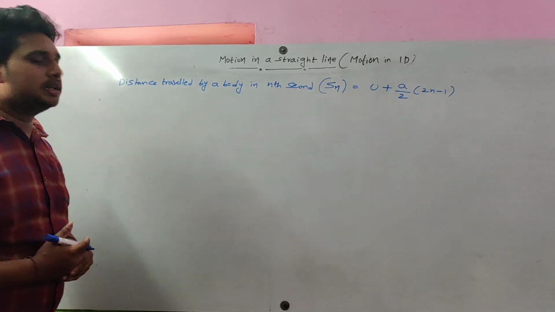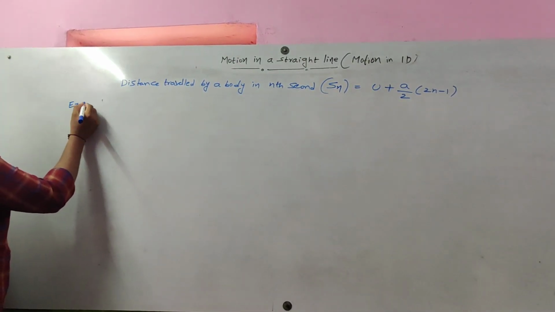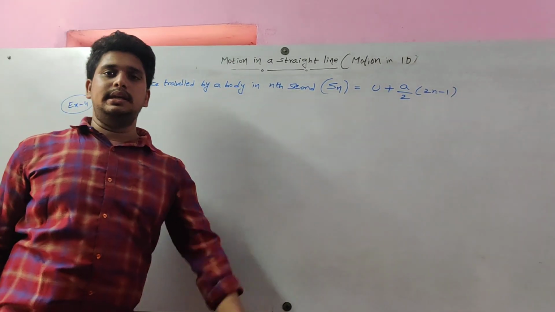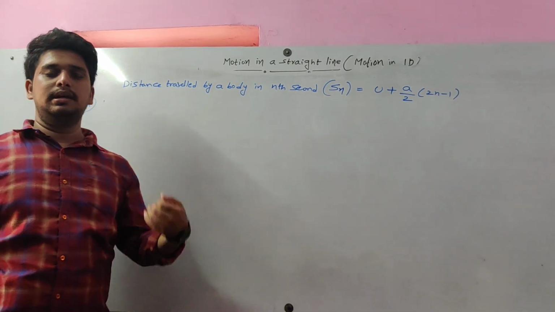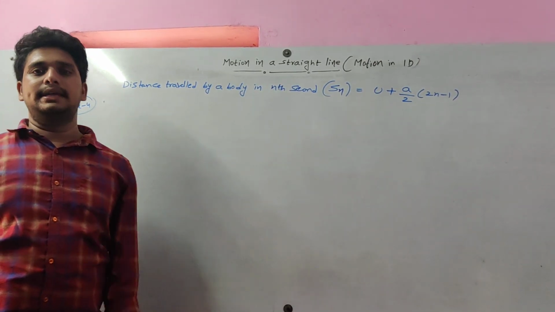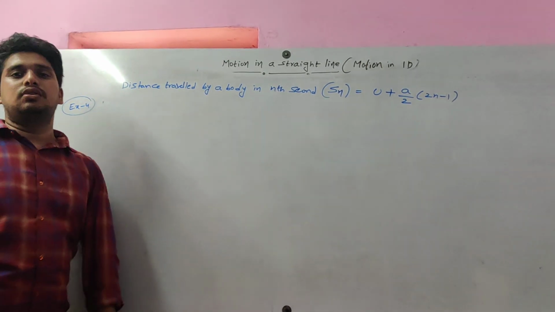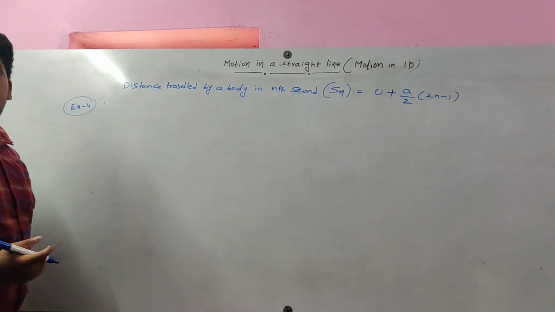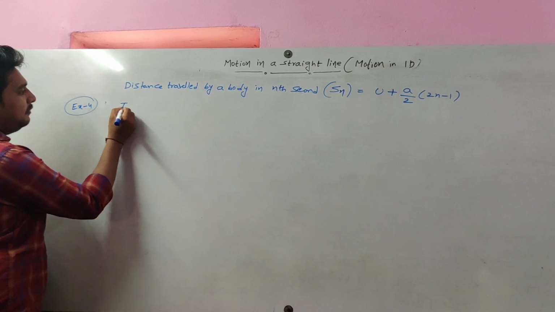I will give one example for this fourth equation, then you will get a clear idea about this fourth equation. So now we discuss example problem 4. Because already I discussed examples for each equation of motion: for V is equal to U plus AT, one example, for the second equation an example, for the third equation an example, now the fourth equation. So example number 4.